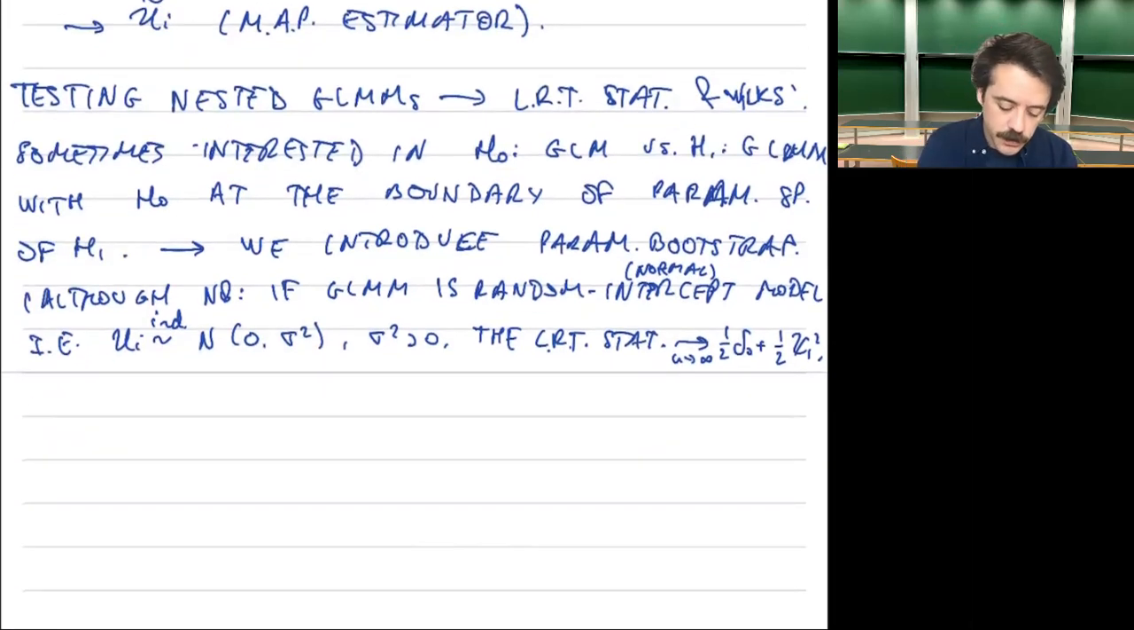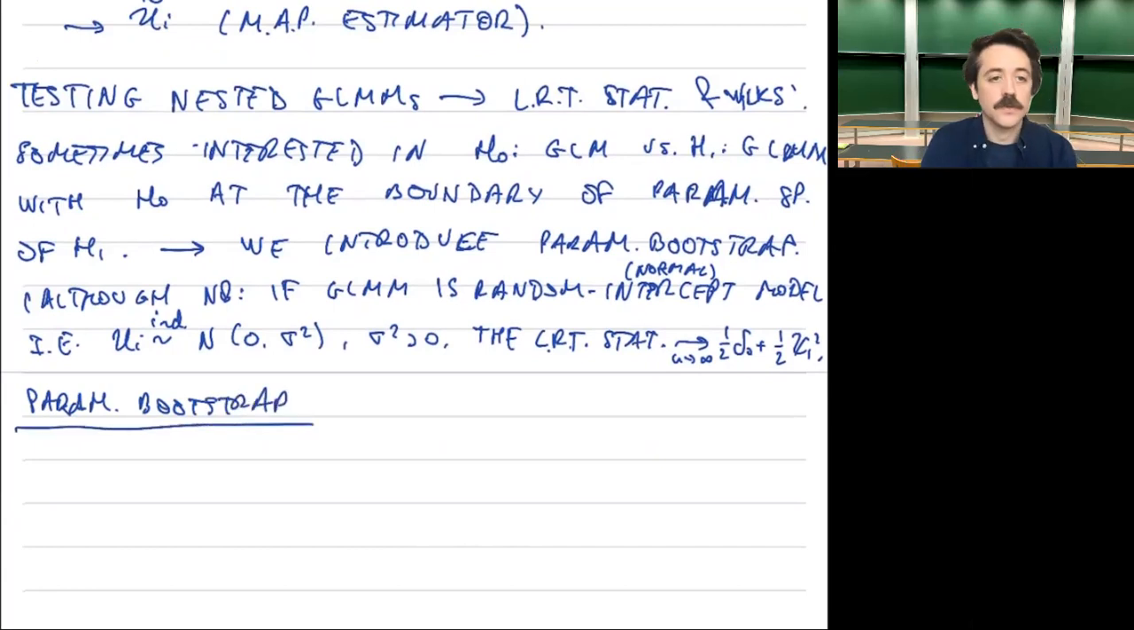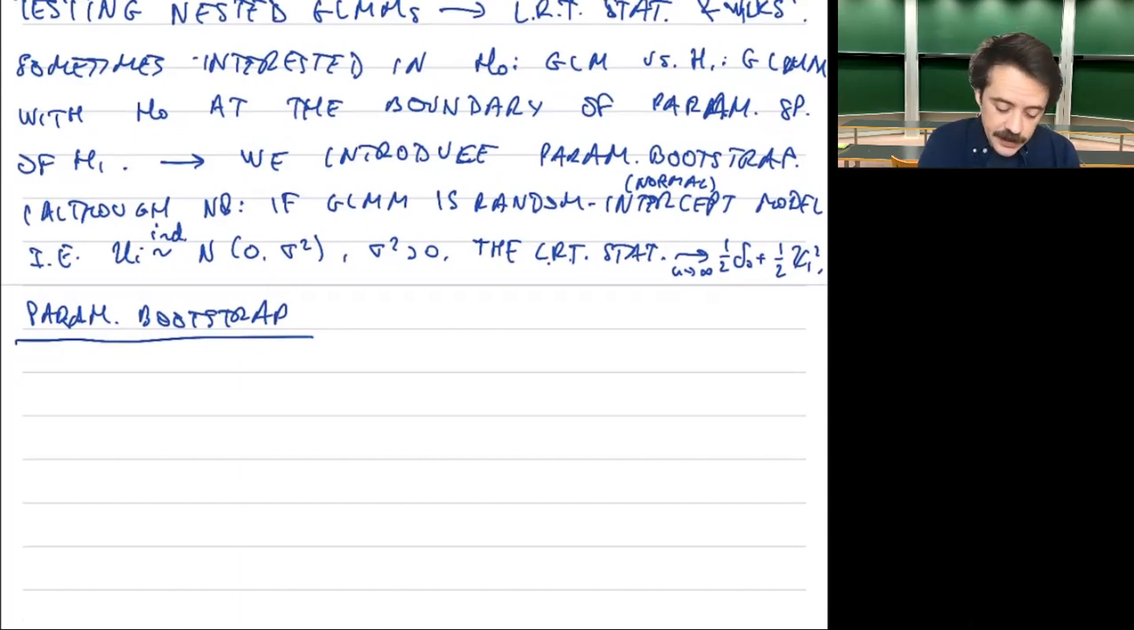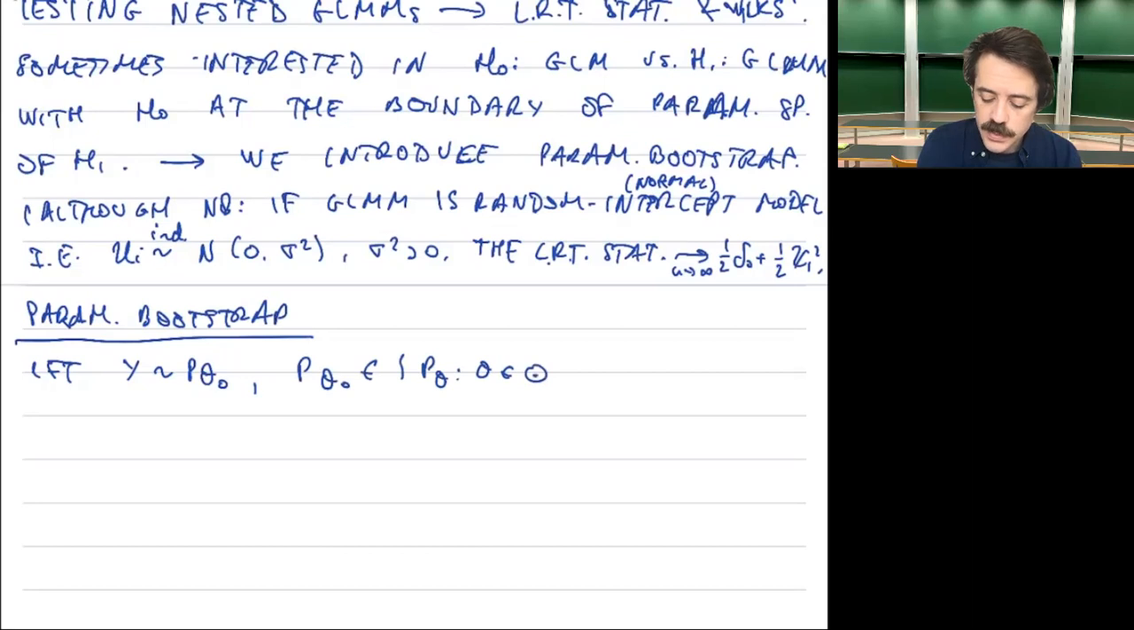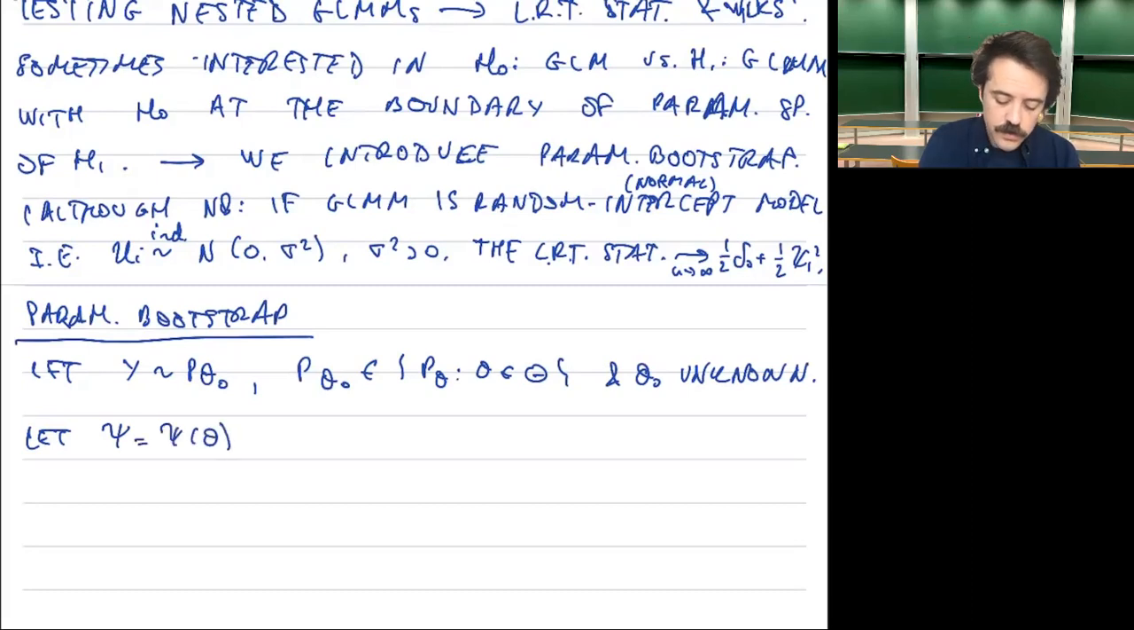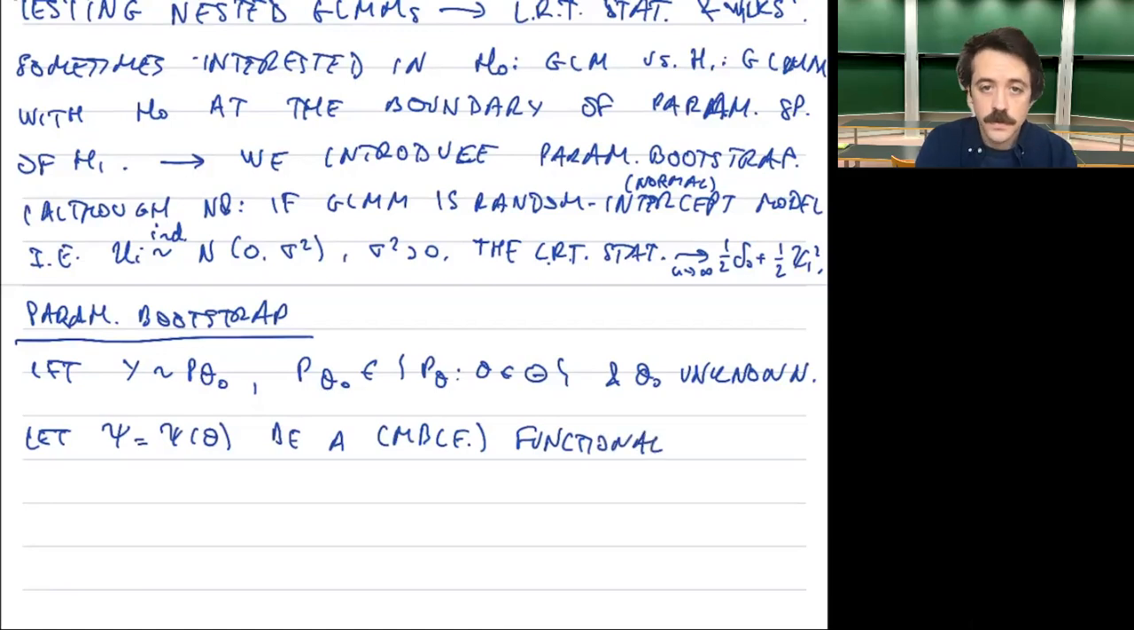So we have parametric bootstrap. Right, so what's the setting? So we let y have a certain distribution, p theta naught, where p theta naught, of course, belongs to some space of distributions. So we're going to write this as that, where the theta belongs to the parameter space capital Theta. So this is just the same setting as usual, but just a fixed notation, and the theta naught is unknown. So let now psi be a functional that is going to depend on the theta. So this is a measurable functional of interest.